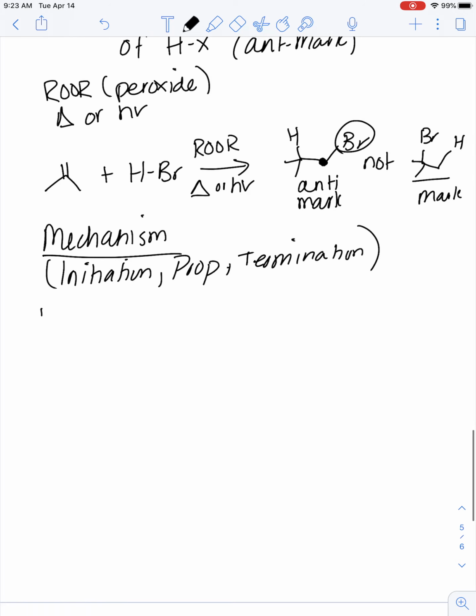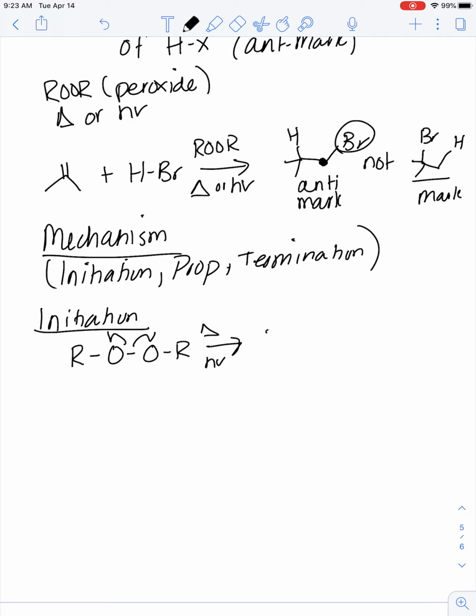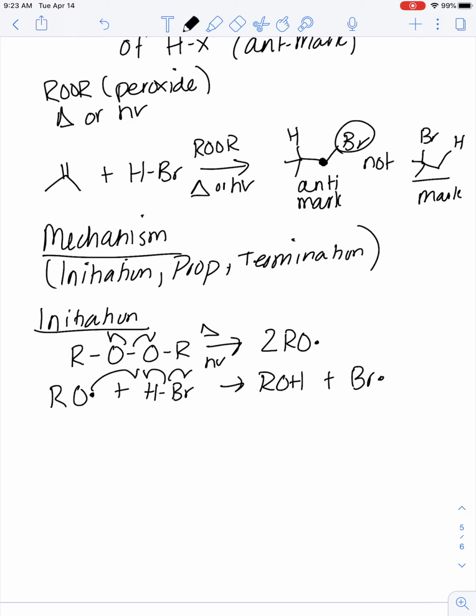If we look at our initiation, remember that for initiation we need the formation of a radical. Our first step in the initiation is going to be the formation of, again, we need heat or light, so we're going to have the formation of this radical here. Then this radical is going to react with our acid, which in this case is HBr, which we'll talk about at the end. And we are going to have the formation of our alcohol plus our bromine radical.